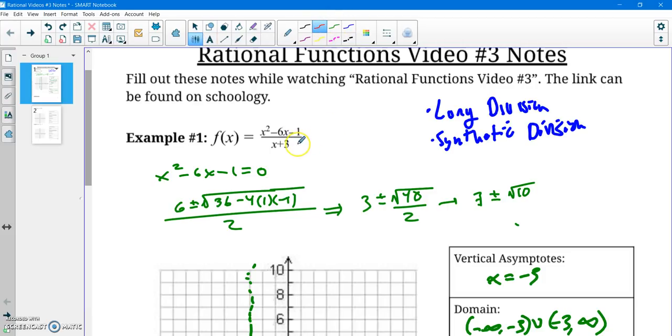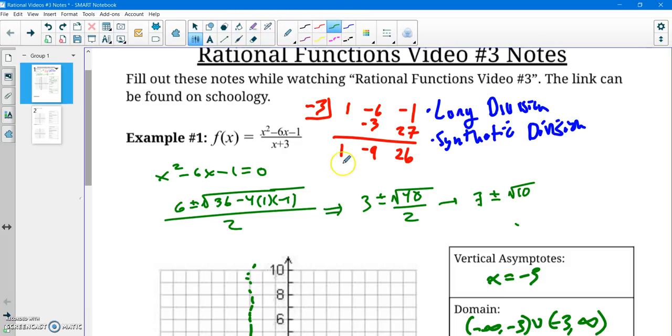It's not too bad. Luckily, I can use synthetic division here. So, a reminder, I'm going to put a -3 in my box. Here are my coefficients. I'm going to go through my process. Remember to interpret that answer.